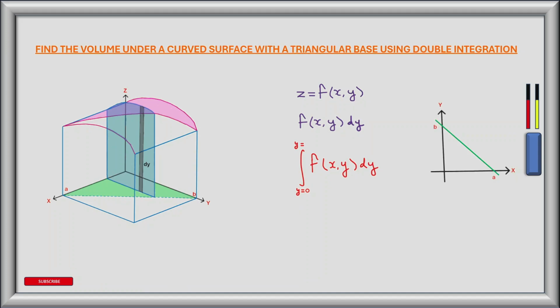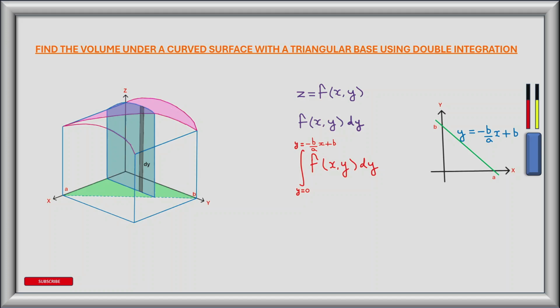Let's see how we get the upper limit of integration in this case by extracting the base of our triangle in the xy plane. If we now look at the equation of the line formed when we join point A on the x-axis to point B on the y-axis, we see that it is y is equal to minus b divided by a times x plus b. So our upper limit of integration here is y is equal to minus b divided by a multiplied by x plus b.